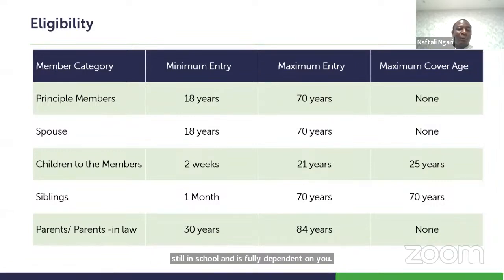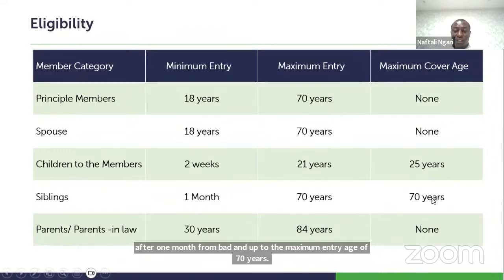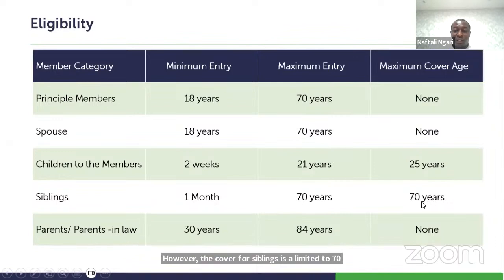So note that we can only know that you have a new member to your family if you share that information with us. If you do not share the information with the customer service team, then there will be a problem in case your child has not been enrolled to cover. For siblings, you're allowed to enroll your siblings after 1 month from birth and up to the maximum entry age of 70 years. However, the cover for siblings is limited to 70 years. Once a sibling hits the age of 71 years, then they are dropped from this policy.